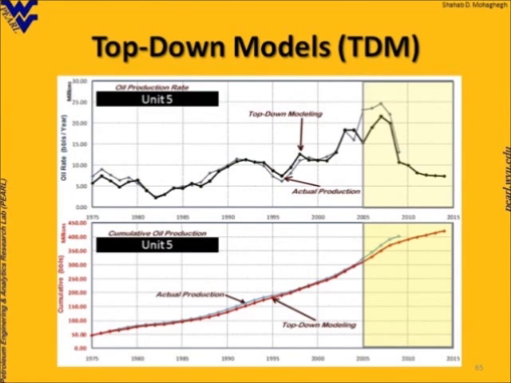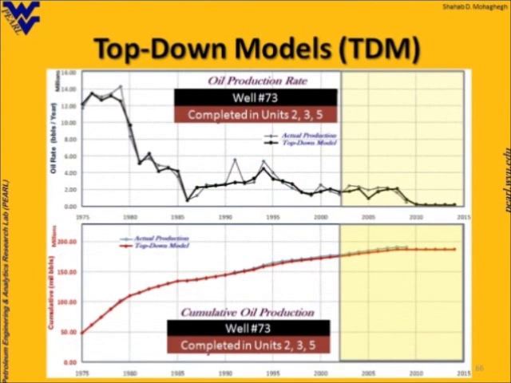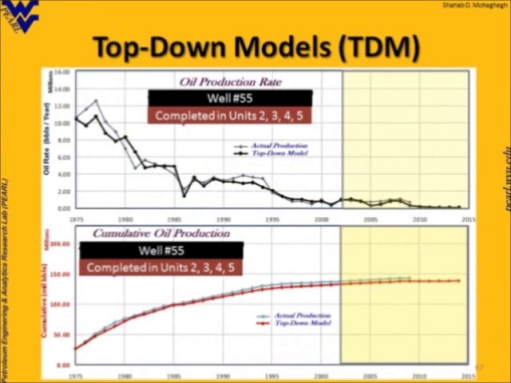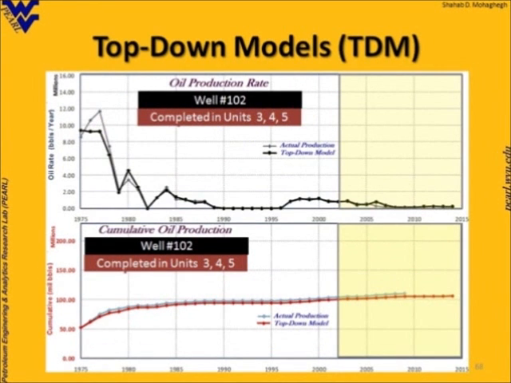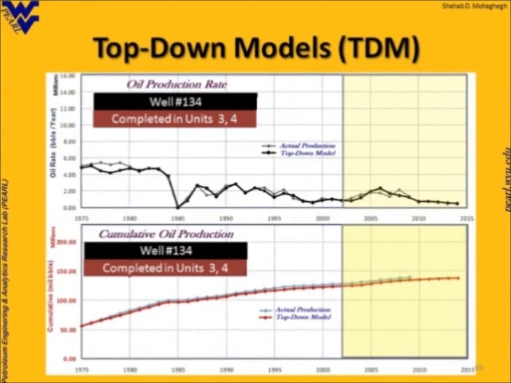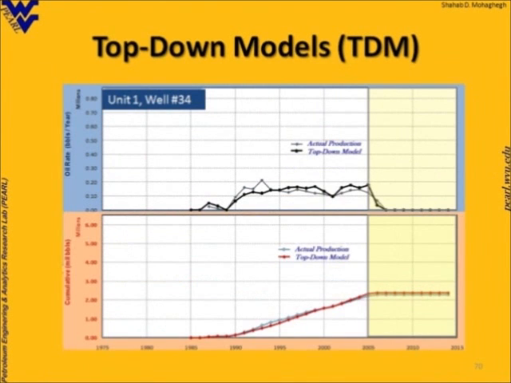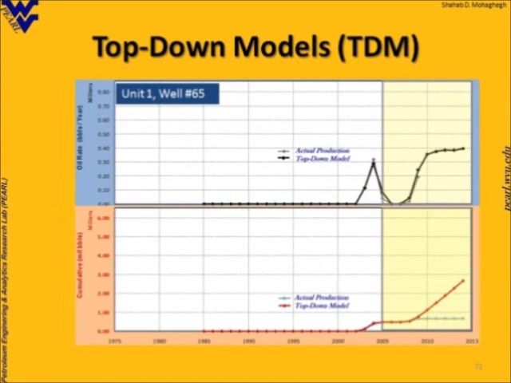Now, on a well-by-well basis, this is a well that was completed in 3 formations. A well completed in 4, in 3, in 2 different formations. And now here is where we actually built our model, string by string. And you can see the shaded area is a completely blind history match.